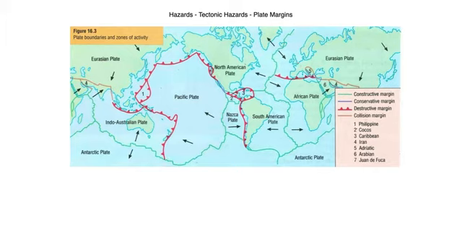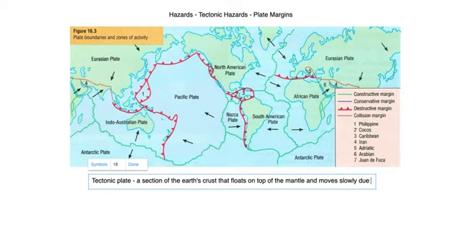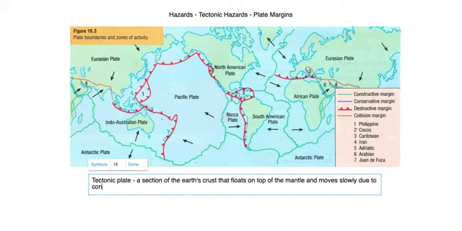What's the definition of a plate? Well, a plate can be defined as a section of the Earth's crust that floats on top of the mantle and moves slowly due to convection currents in the mantle.